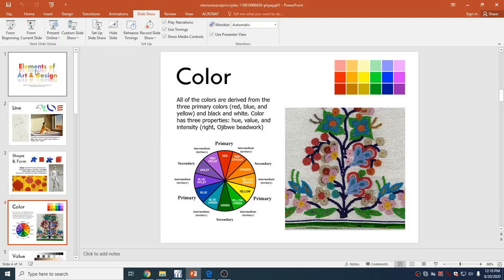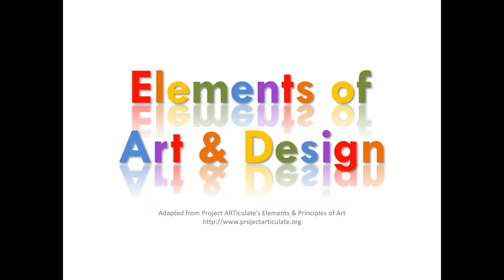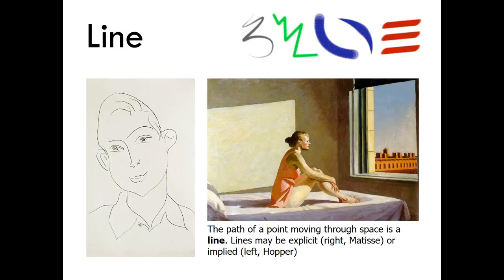Today we're talking about the elements of art, so let's get started. Elements of art are your basic building blocks of art. They're the things that you're going to put together. Think of them like your building blocks, your Legos. You're going to snap them together and create new artwork. We'll look at the principles of design on the next video. Today we're just going to focus on the 7 elements of art. The first one is line.